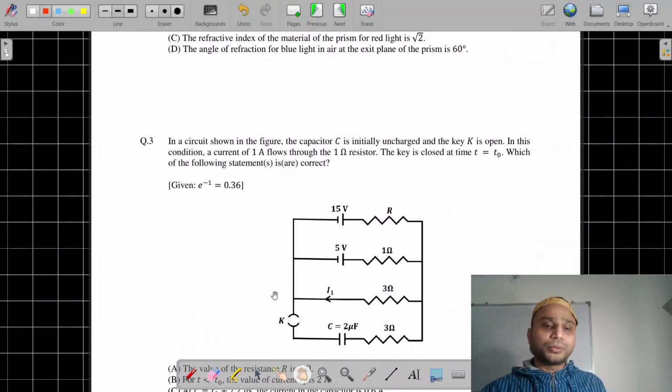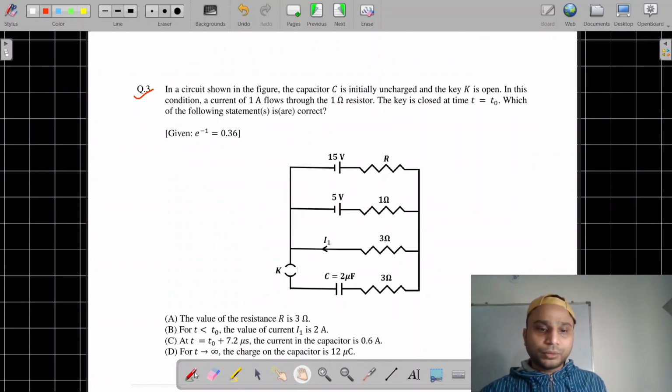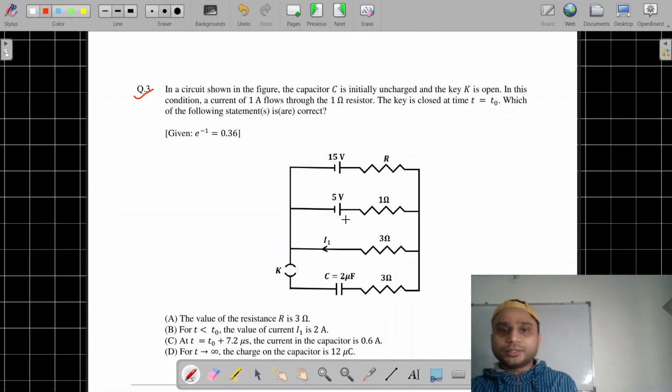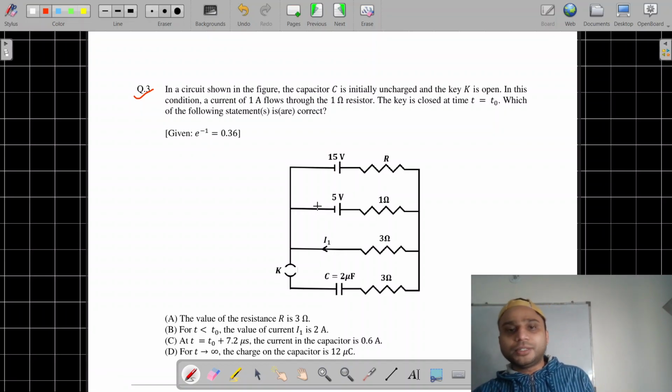We are going to discuss question number 3 in this paper which happened in 2023 JEE Advanced. So the question is that you have resistors, 15 volt, 5 volt, and the current flowing in the 1 ohm resistor is 1 ampere. How that current flows defines a lot of things.